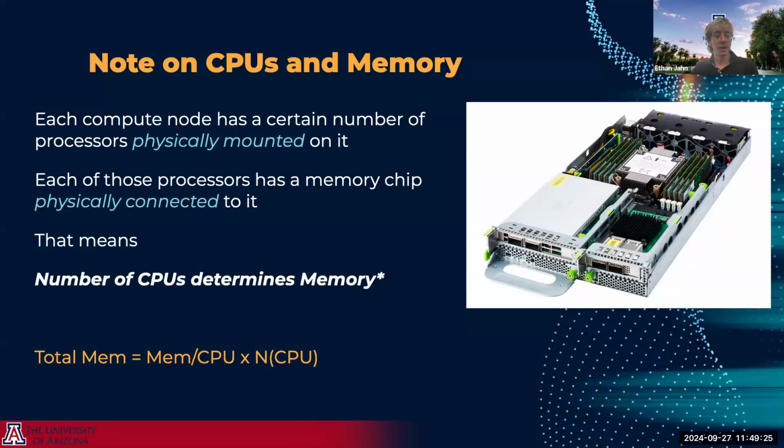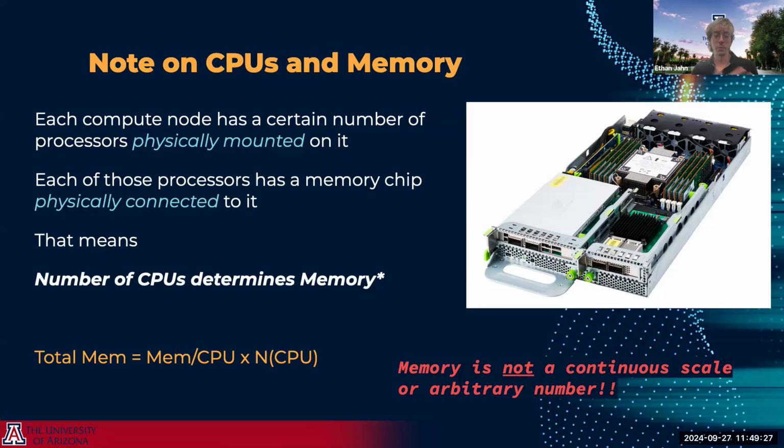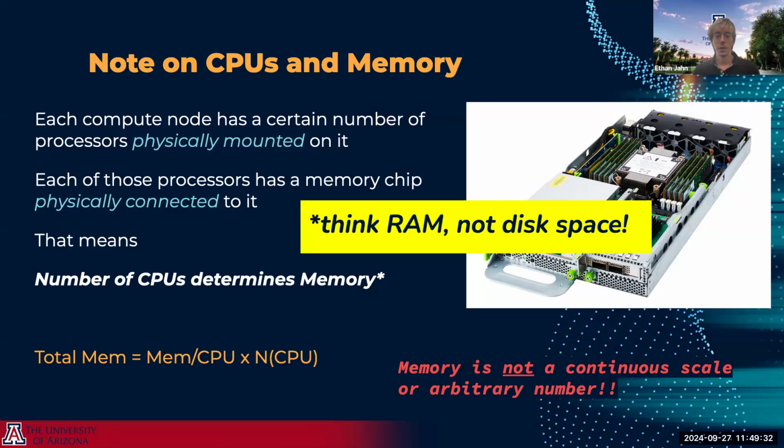So this is something that I had mentioned right now. The total memory is going to be equal to the memory per CPU times the number of CPUs. Again, it's not an arbitrary value. And here we're talking about RAM, not disk space.